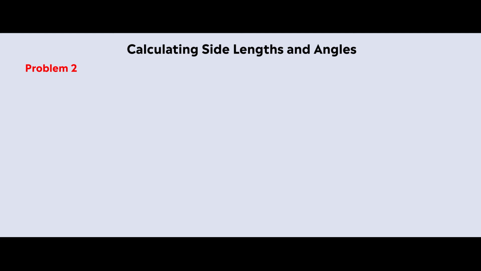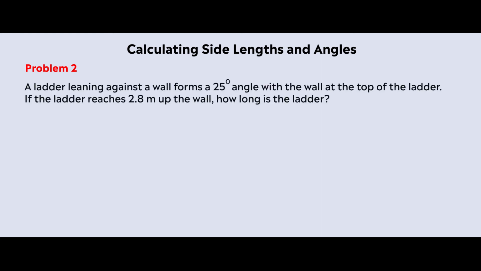So problem 2, we have a ladder leaning against a wall forms a 25 degree angle with the wall at the top of the ladder. If the ladder reaches 2.8 meter up the wall, how long is the ladder? You can represent the situation using a diagram.